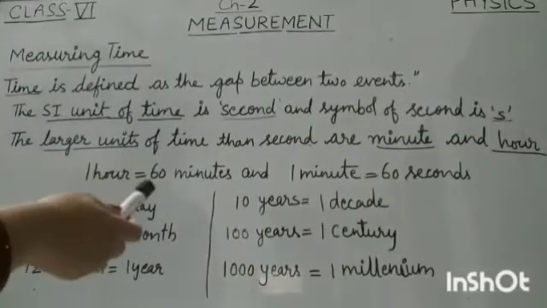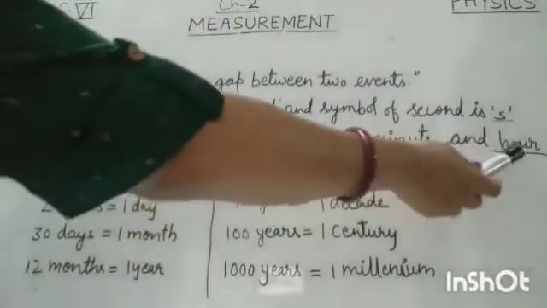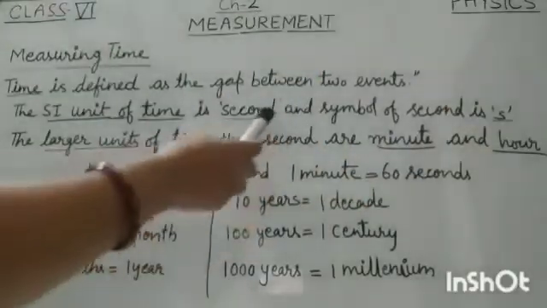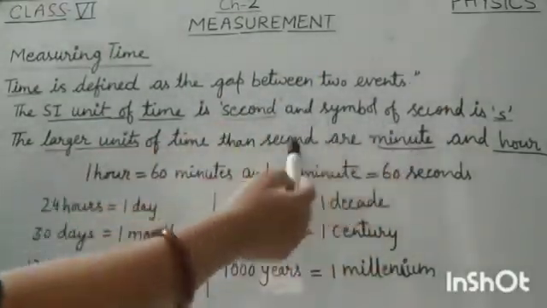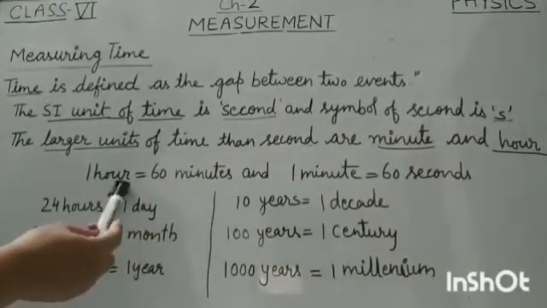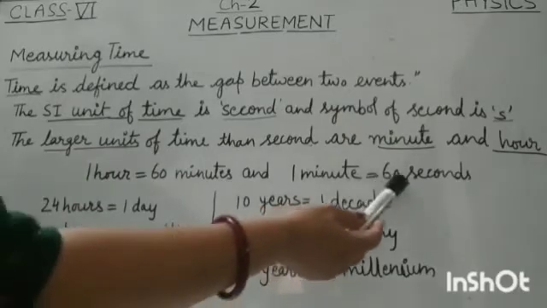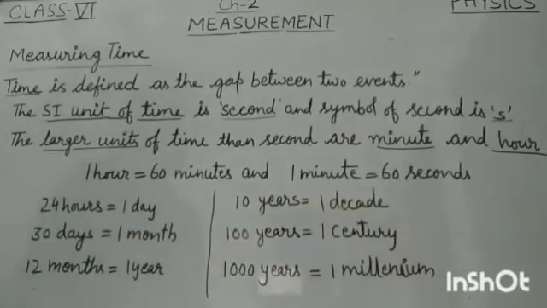The larger units of time than second are minute and hour. And you all know the relation between these three: minute, hour and second. 1 hour is equal to 60 minutes and 1 minute is equal to 60 seconds.